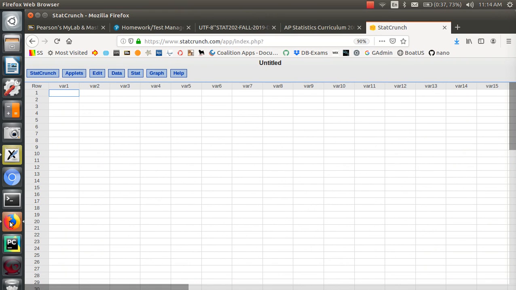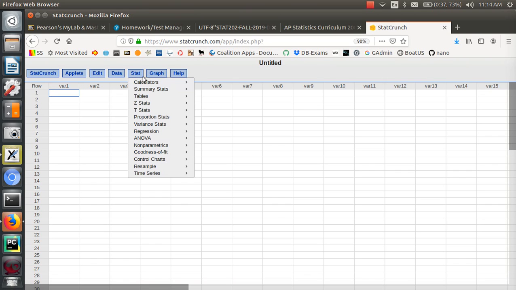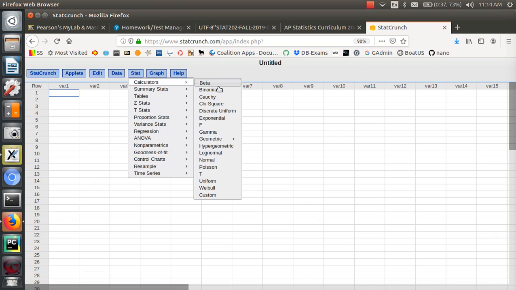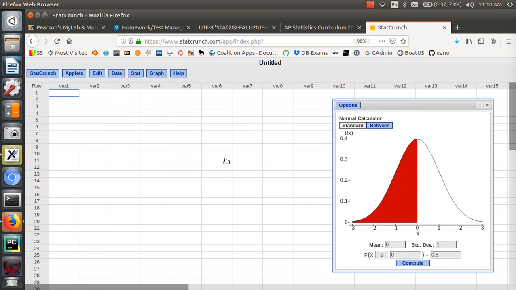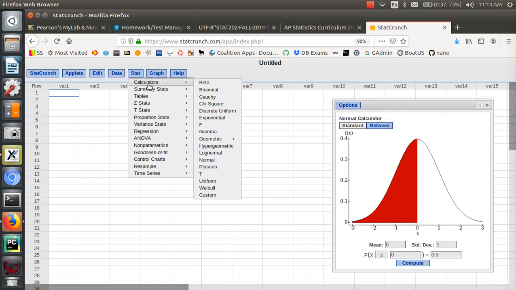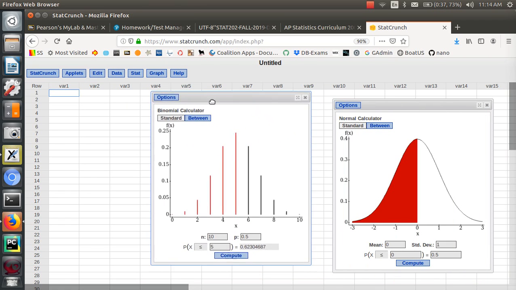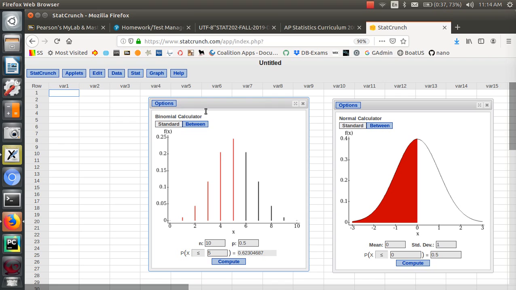I'm going to just pull up both tools for a second. Stat calculators normal is right over here. Hopefully you know that. And then stat calculators binomial. Okay, so they're very, very similar, and many times you can get away with using both of them.